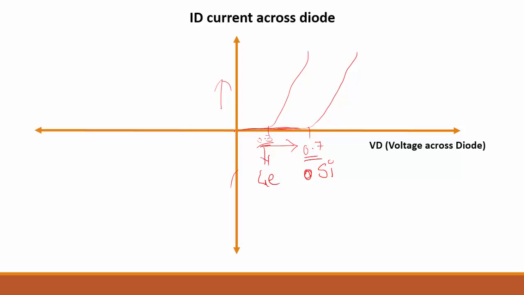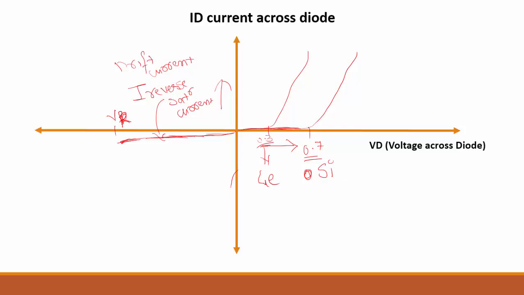When you apply the reverse bias, that means the current and the voltage both are negative, and up to a certain extent no current will flow. There is a small amount of current that flows due to the minority charge carriers, and that current we call the reverse saturation current, or we also call it the drift current.